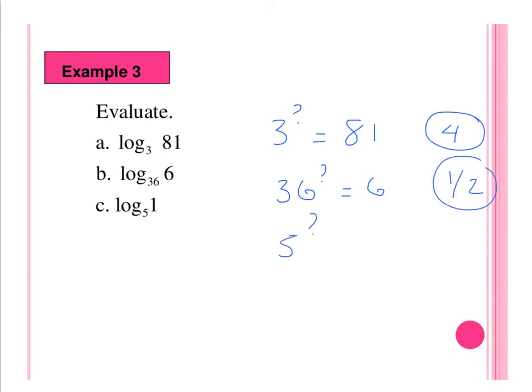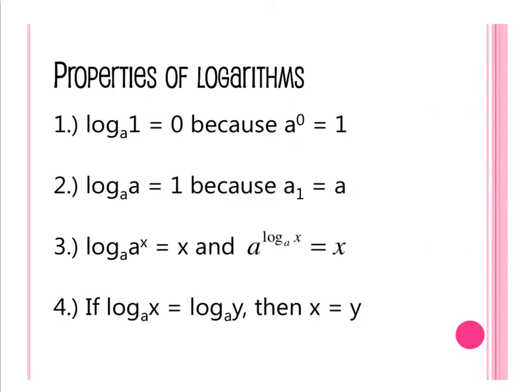5 to this power is 1. Well, remember those properties we talked about. Anything to the 0 power is 1. So talking about those properties, anything to the 0 power is 1 is going to apply to the logarithm. Anything to the first power is itself. So if I'm expressing it in the form of a logarithm, it's going to look like this. And actually, I can tie in properties 2 and 3 together.